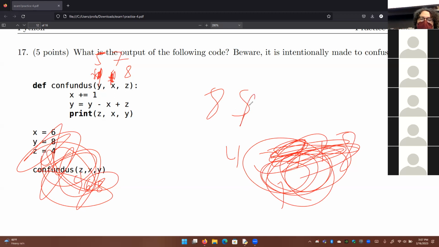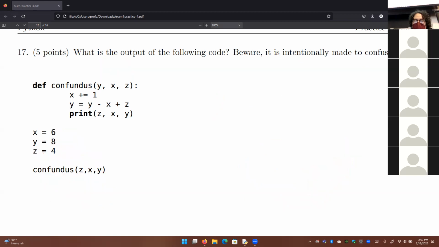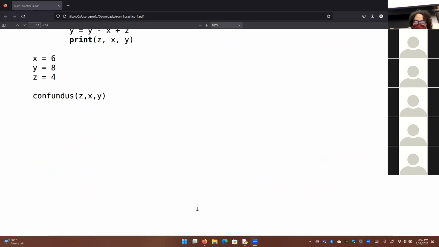And so now what we print out is, sorry, z, which is 8, x, which is 7, and y, which is 5. Again, this kind of thing was intentionally made to be confusing. And I tell you that it was intentionally made to be confusing. But it's all to understand that these things are all passed by position.